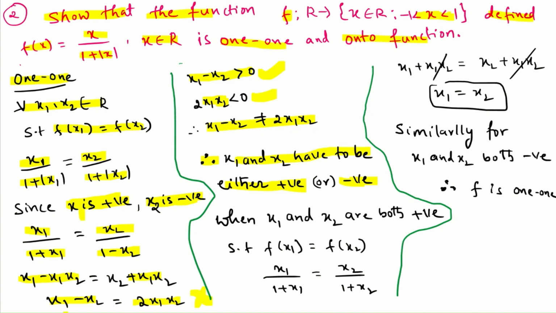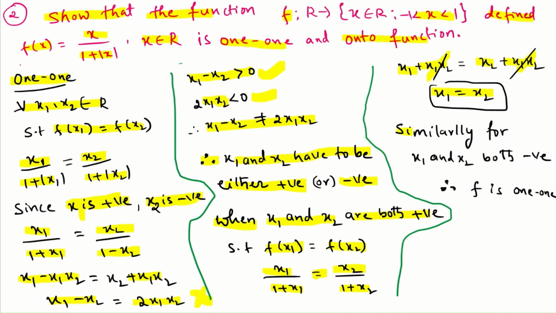Now, in the first case, when x1 and x2 are both positive, I took that their images are equal. f of x1 is equal to f of x2. As per the definition, both are positive. Therefore, x1 by 1 plus x1 is equal to x2 by 1 plus x2. Then cross multiply: x1 plus x1 into x2 is equal to x2 plus x1 into x2. x1 x2 and x1 x2 get cancelled. Finally you will get x1 is equal to x2.